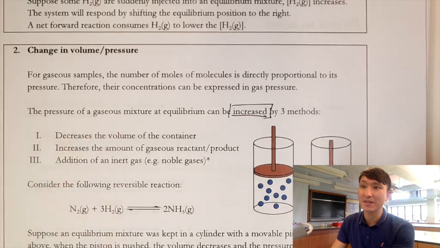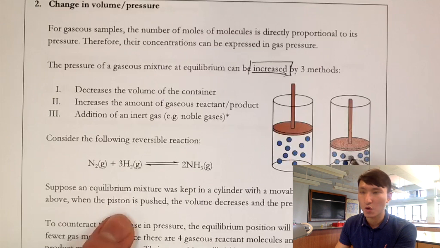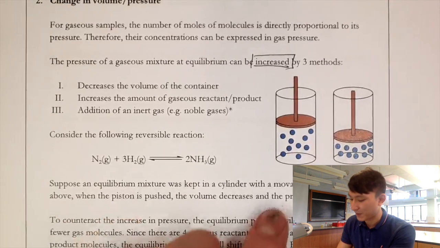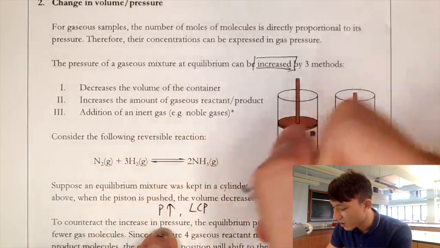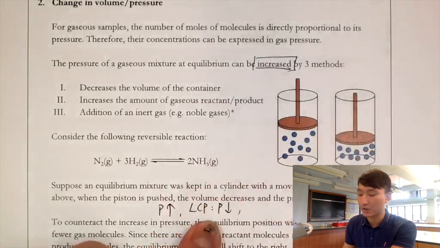Okay, let's just say in this situation where we press down the piston, so lower the volume and increasing the pressure. Now the system, now the pressure increases, right? Pressure increases. So Le Chatelier's principle, of course, wants to have the pressure decrease, right? So how can they do that?